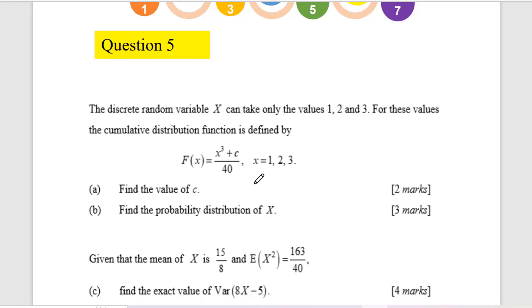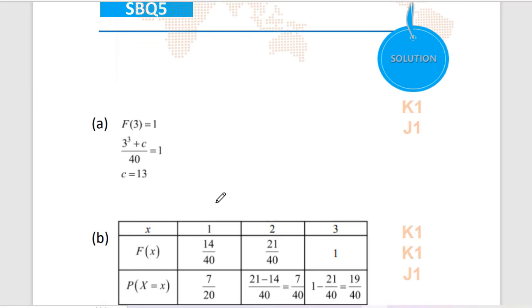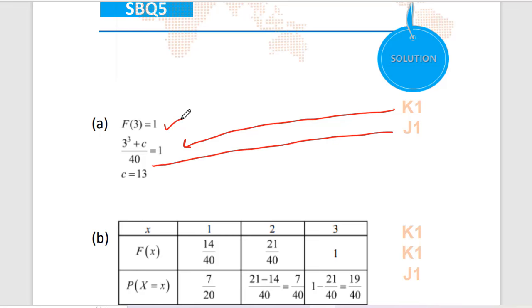Okay, so, we know that if you are given CDF, the last value, untuk CDF, dia mesti equalskan dengan 1. Okay, last kali kita mesti akan dapat sama dengan 1. So, kita boleh buat F3 is equals to 1. Okay, so gantikan x equals to 3 dalam equation. So, awak akan dapat nilai C. So, daripada sini kita dapat C equals to 13. So, ini boleh dapat K1, ini boleh dapat J1.